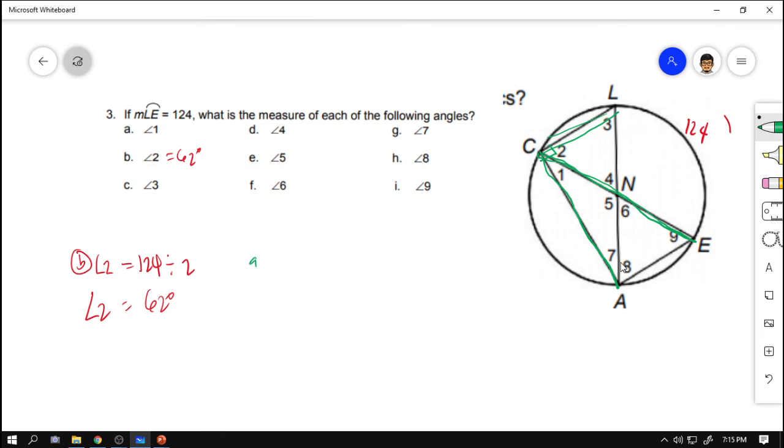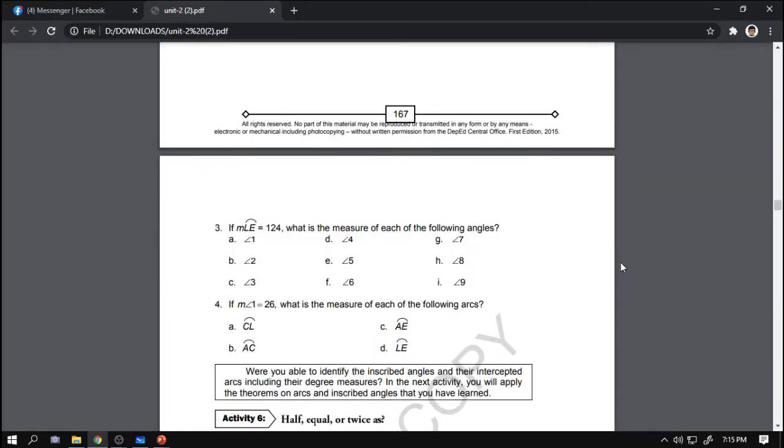Okay? Si angle 2, 62 na. So, si angle 1 is equal to, ito right ito kasi dumaan siya doon. Okay? Naka-form siya, nakadaan siya dito sa ating diameter. So, angle 1 is equal to 90 degrees minus angle 2. Kasi angle 2, 62. So, 90 minus 62 is 28. So, 28 degrees ito. Okay? Next.